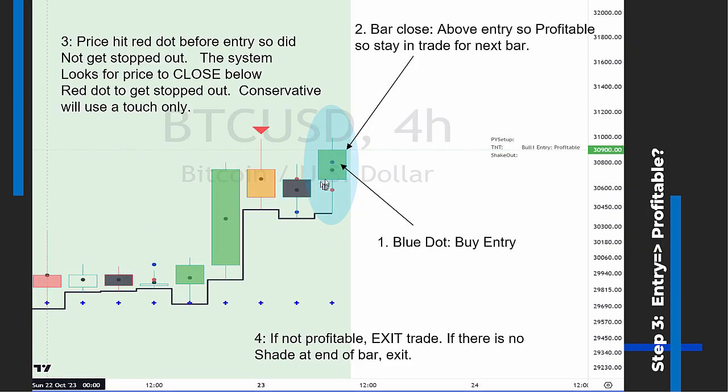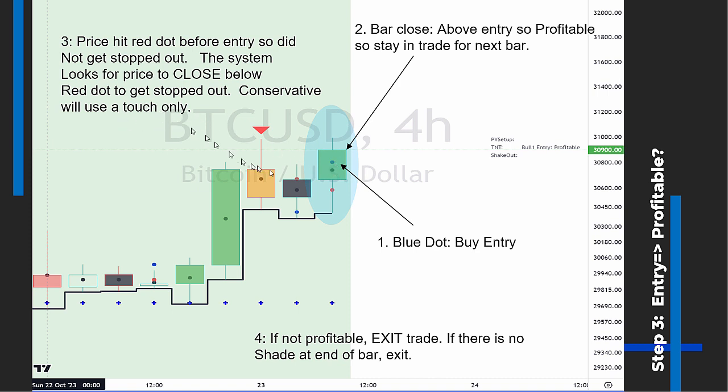Step 3 is that on the next bar, we enter this trade. When we enter this trade, at the end of the bar, we're going to look to see where we close. Here's the closing price. There is the entry. We closed above the entry price, so this is profitable at this stage.